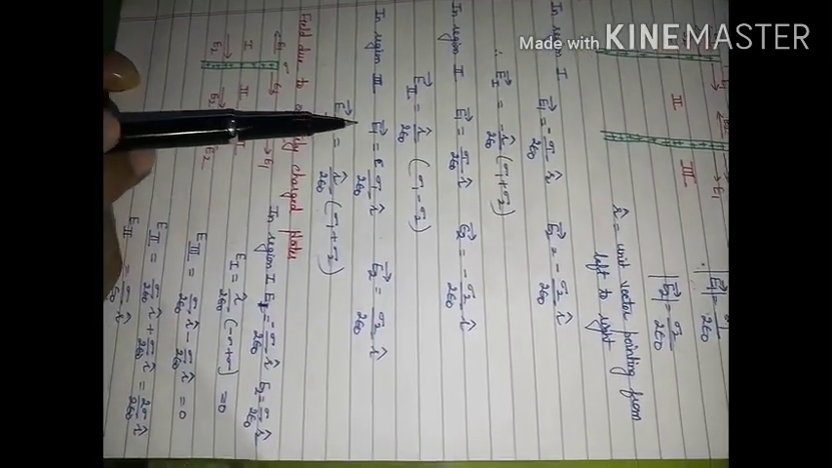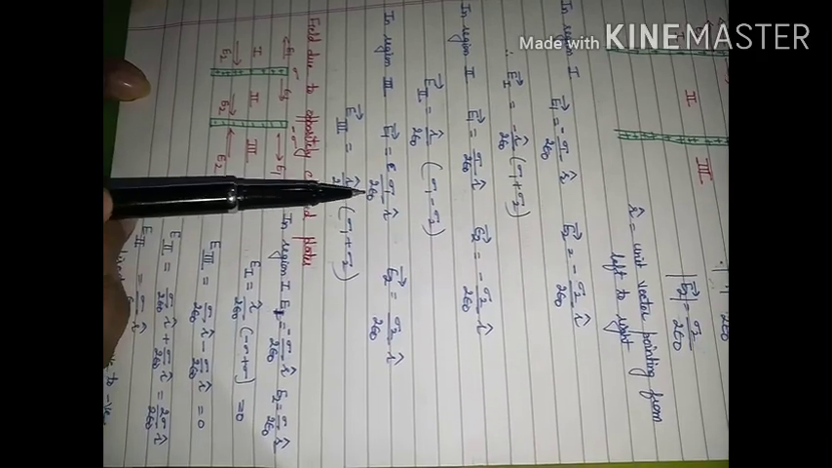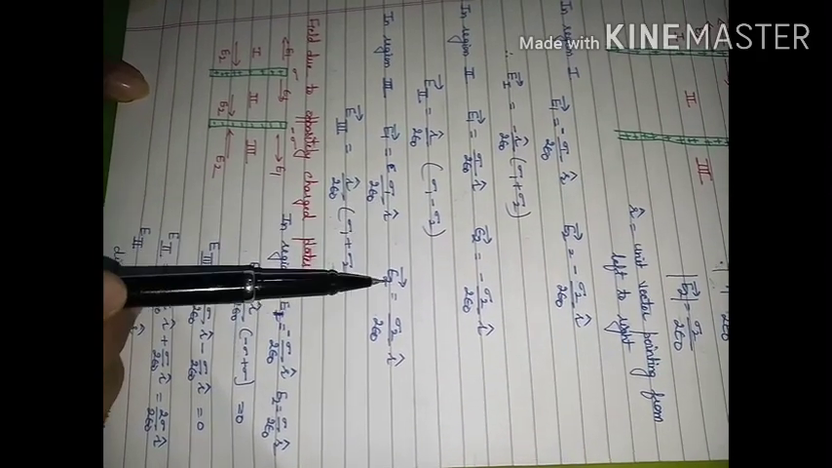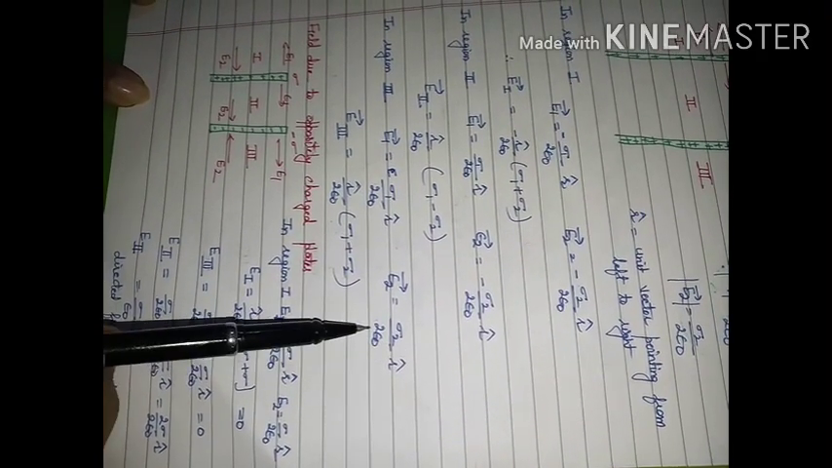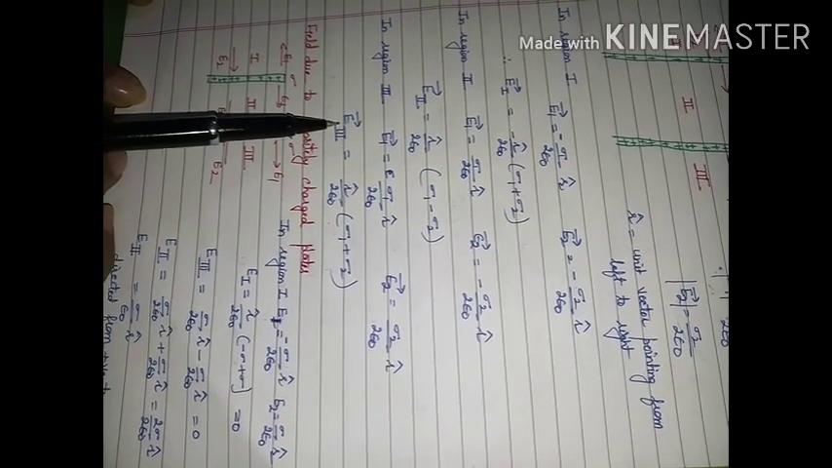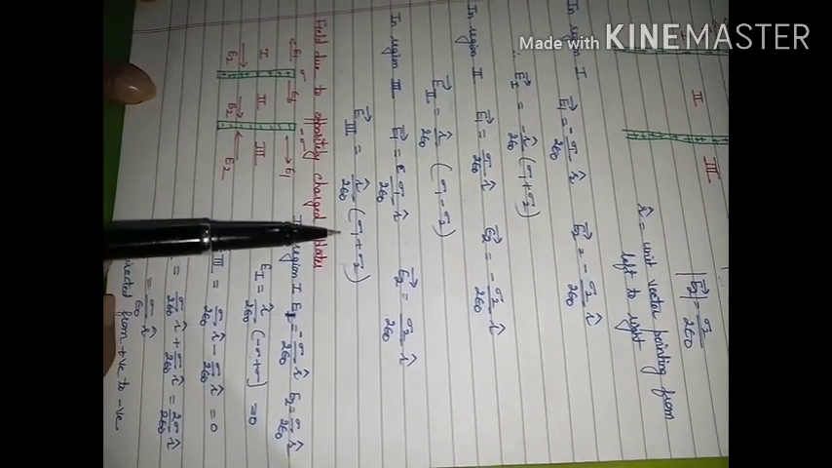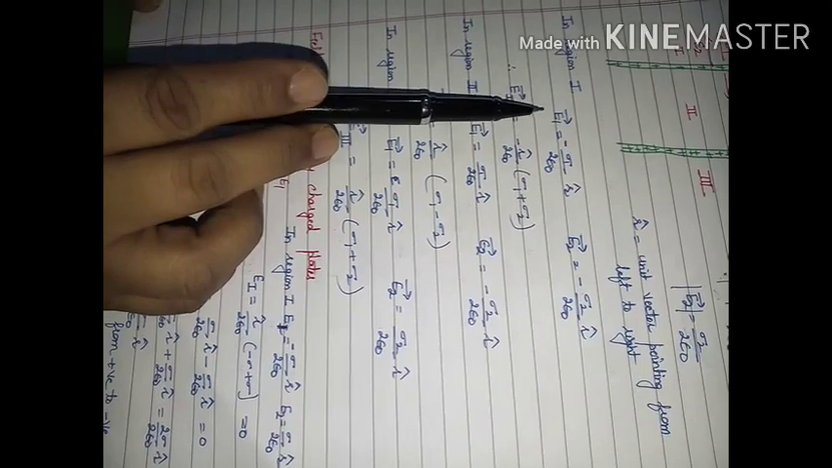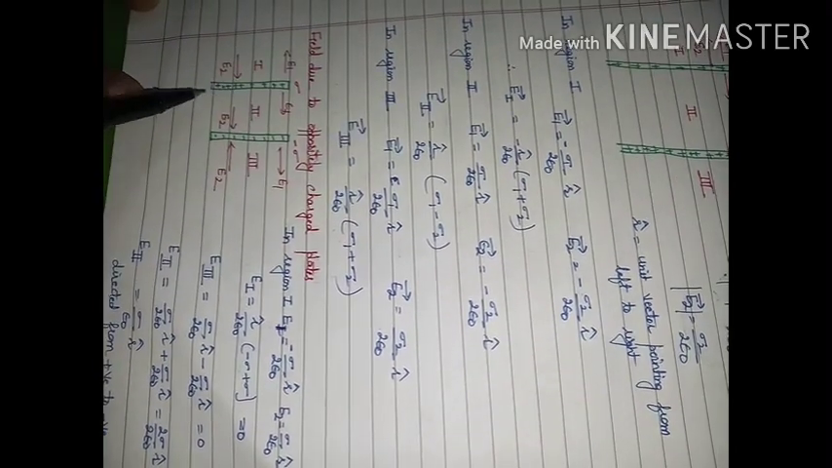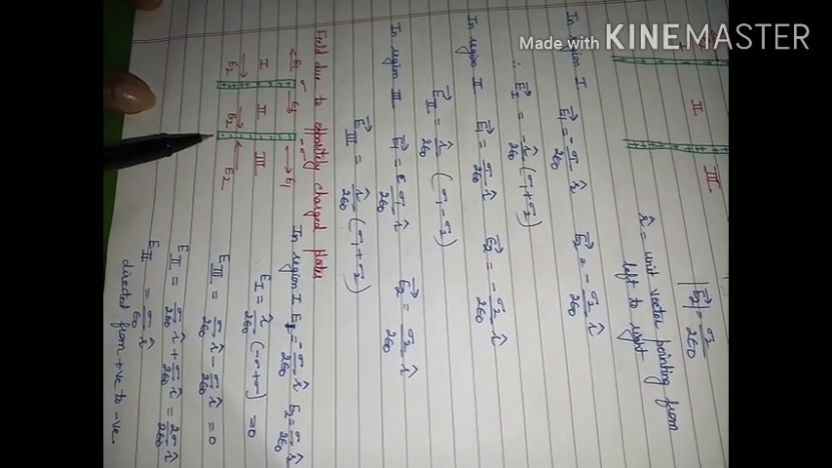So what we will have, E1 will be equal to sigma 1 upon 2 epsilon naught r cap, E2 will be equal to sigma 2 upon 2 epsilon naught r cap. When we will add, we will get this result. This was one case. Another case is when one plate is positive and other plate is negative.